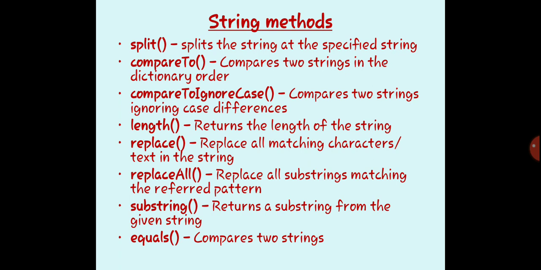So split splits the string into two. Then compareTo compares two strings in dictionary order. Then compareToIgnoreCase. That means if the strings are in different case, for example, hello in small case and another string having hello in capital case, if it compares them it will say both are equal because it ignores the case. Then length gives the length of the string.